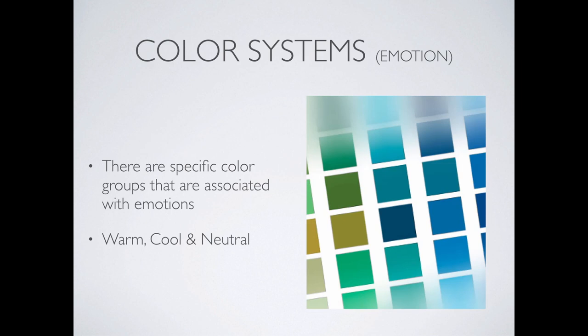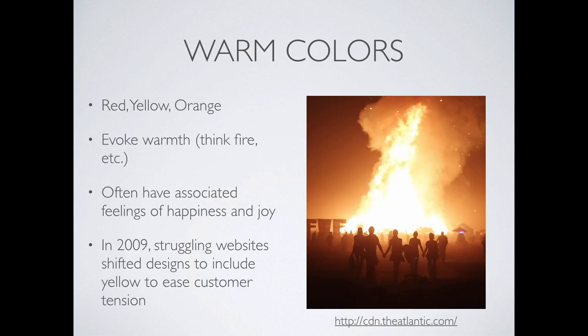Color systems. If we break it into basic emotions, there are specific color groups that are generally associated with emotions. And again, this is one of those things where it's not an absolute science. It's general feelings. We have warm colors, we have cool colors, and we have neutral colors. The warm colors are typically the reds, the yellows, and the oranges. They tend to evoke a feeling of warmth. You could think about a fire or something along those lines, sunshine. That's part of why we get this feeling of warmth. They're often associated with happiness or joy, feelings of excitement.